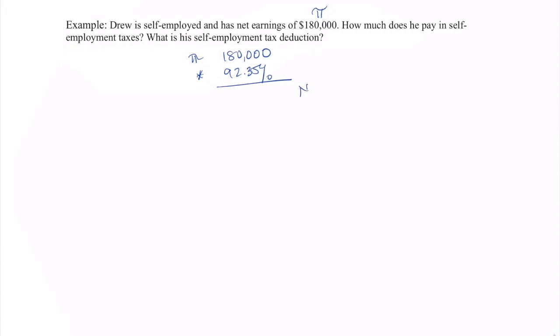All right, so now we have an example with Drew. Drew is self-employed and has net earnings of $180,000. How much does he pay in self-employment taxes? What is his self-employment tax deduction? So these are his earnings. We can just think about this as his profit from the business. The first thing we need to do is take his profit of $180,000 and multiply it by 92.35% to get our net earnings.